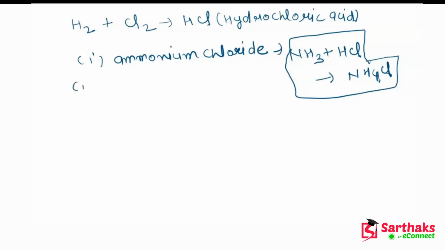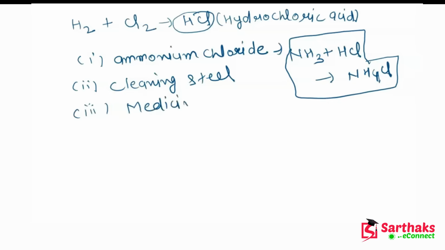Now the other application of hydrogen chloride, or you can say HCl, hydrochloric acid, is cleaning steel. It is used to clean steel. This is also used in medicine. And I also told you that this HCl is released in our stomach. So these are the applications of hydrochloric acid.